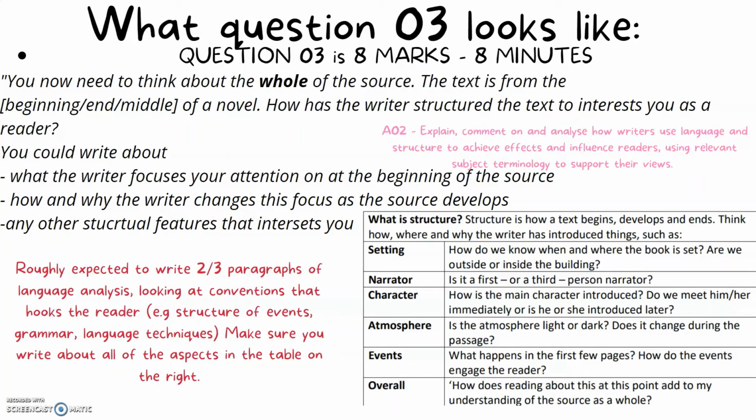You need to look at conventions that hook the reader, and you need to make sure that you write about all the aspects on this table on the right. So setting is, how do we know when and where the book is set? The narrator is first or third person narrator. Character is, who's the main character, how is it introduced, is it immediately? Atmosphere, is it light or dark, does it change? Events, what happens? And overall.